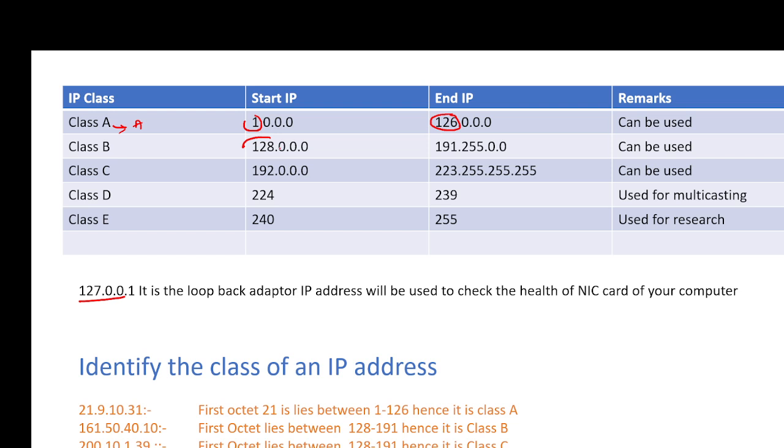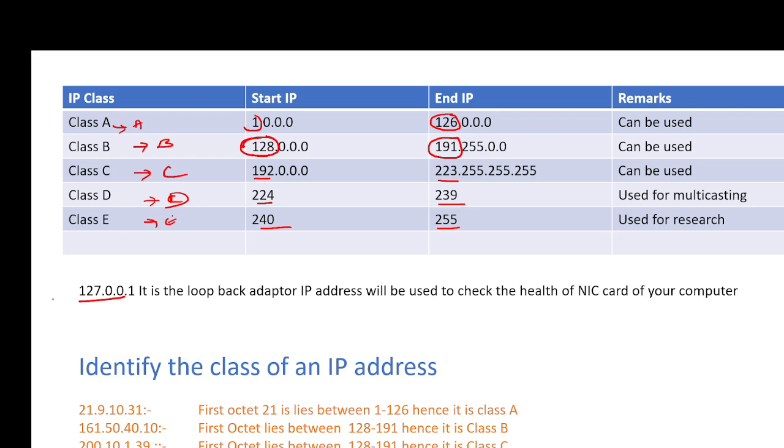So if the first octet begins with 128 and varies up to 191, if you write the first octet as any number, either 128 or 129 or 130 or 180 or 190, that all belongs to class B. I will write a couple of IP addresses to check your understanding in the next slide. Then class C, similarly, is 192 to 223, and class D is 224 to 239, and 240 to 255 is class E.